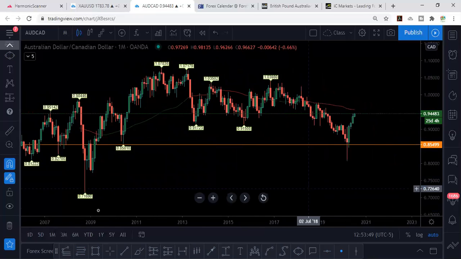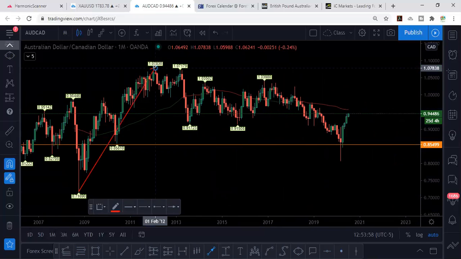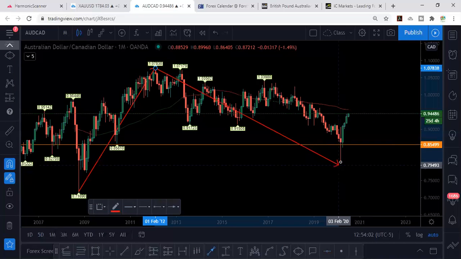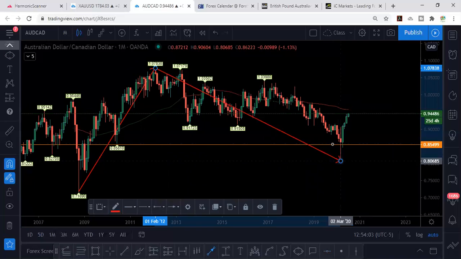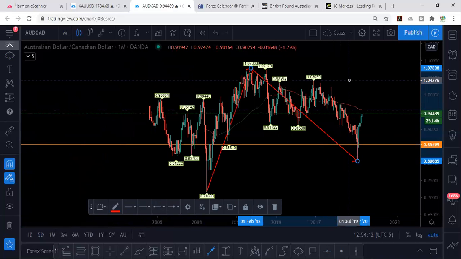Okay, so this is the pullback for which one? From here to here, and it came back here. So it broke our golden ratio, but of course you can see the reaction there. Boom. Okay. So now, what is the next thing? What is the next thing we want to do?